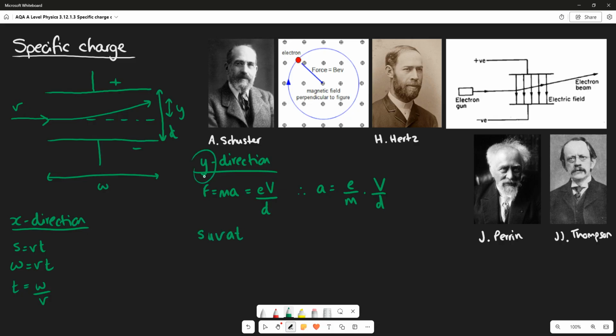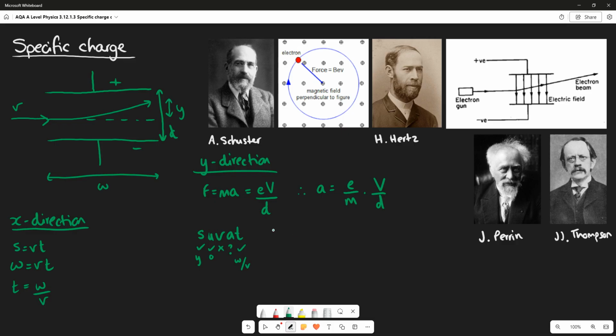Remember, we're in the y direction. So the displacement is known because that's y. The initial velocity is known, it's a value of 0. We don't know the final velocity in the y direction. We're trying to calculate the acceleration, and we do have access to the time that it was in the field because we have the information from the x direction. So this is w over v.